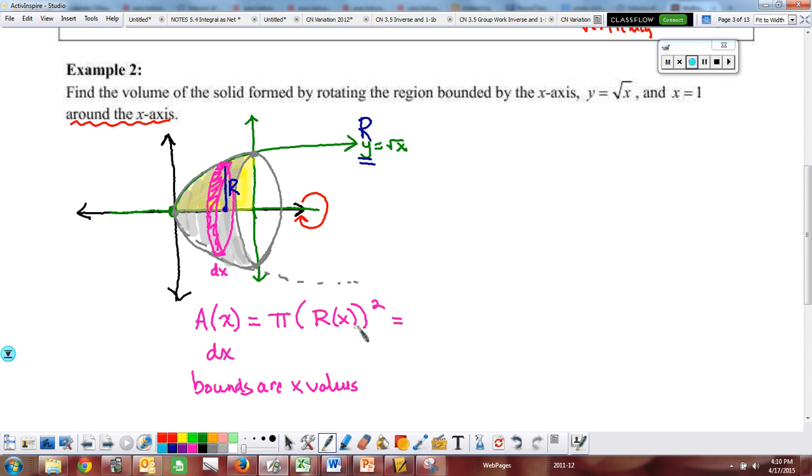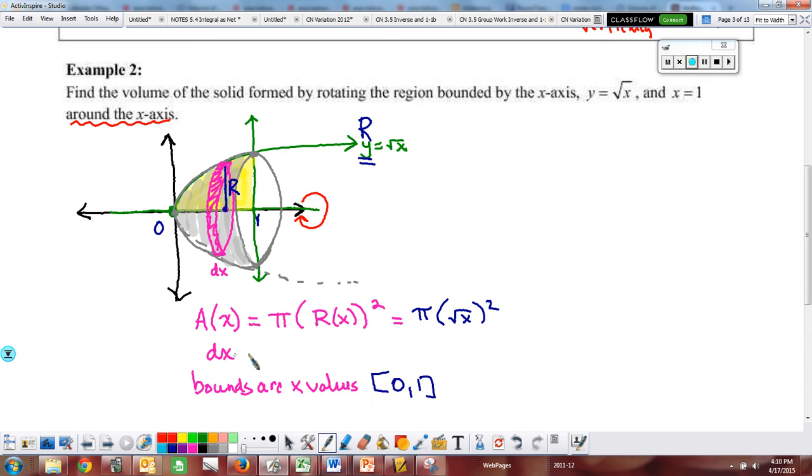So in this problem, the radius of the disk is the same as the y, but I need it in terms of x, which means I need it as square root of x. So the area as a function of x would be pi square root of x squared. My bounds, I went from 0 to 1. That was where we ended the curve before we spun it. So my bounds are 0 to 1.